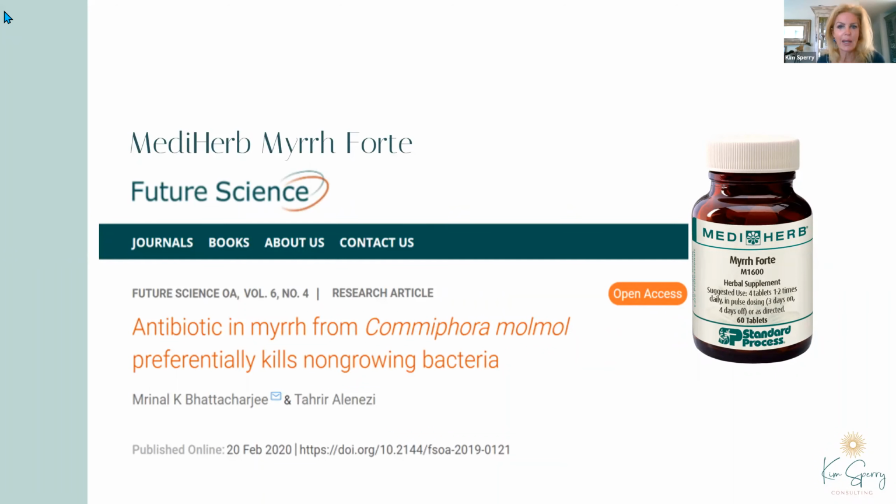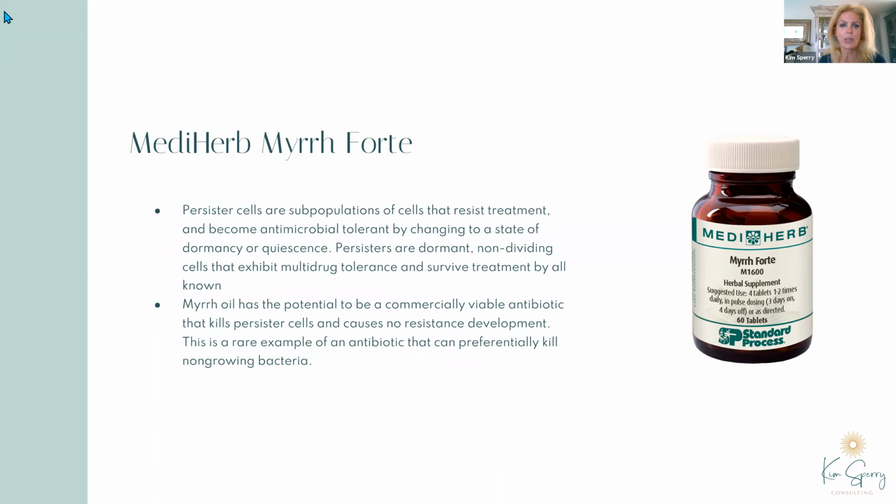Here is the clinical study that it potentially kills non-growing bacteria. I was mentioning mycobacteria, which is pan-resistant, which means nothing can touch it. This is because of persister cells. Persister cells are subpopulations of cells that resist treatment and become antimicrobial tolerant by changing to a state of dormancy or quiescence. Again, that's stealthy. Persisters are dormant, non-dividing cells that exhibit multi-drug tolerance and survive treatment by all known antibiotics, except myrrh. Myrrh oil has the potential to be a commercially viable antibiotic that kills persister cells and causes no resistance development.